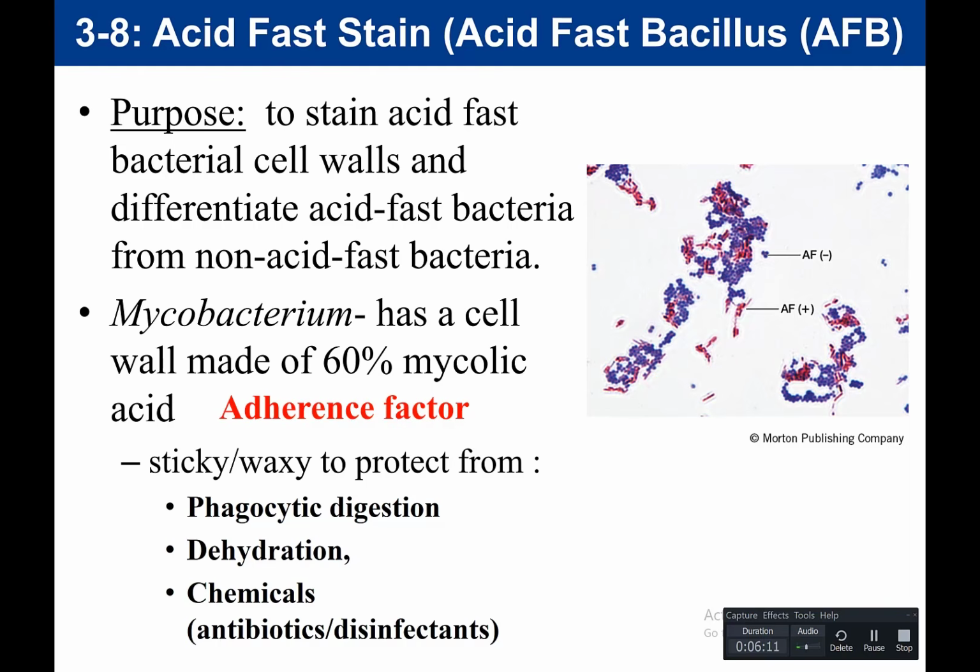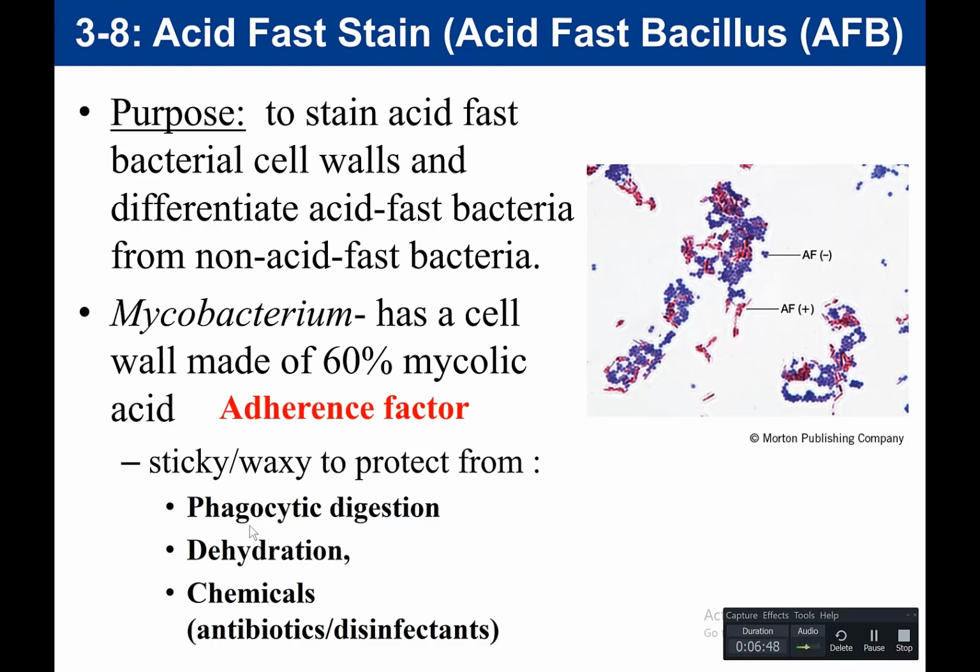You should know that organisms within Mycobacterium would be acid-fast positive and that they have a cell wall that is made of 60% mycolic acid. And then you want to study what the purposes of the 60% mycolic acid are. What advantage does it give bacteria by having this mycolic acid in their cell wall? And one, it makes the bacteria sticky, so it's an adherence factor. It allows bacteria to adhere to surfaces.